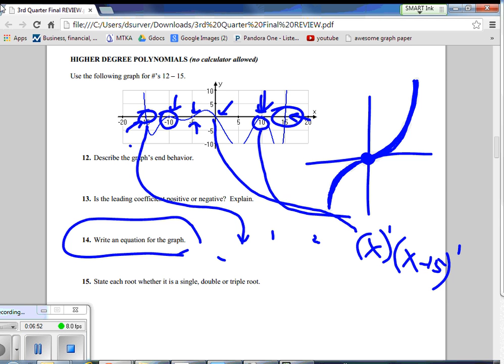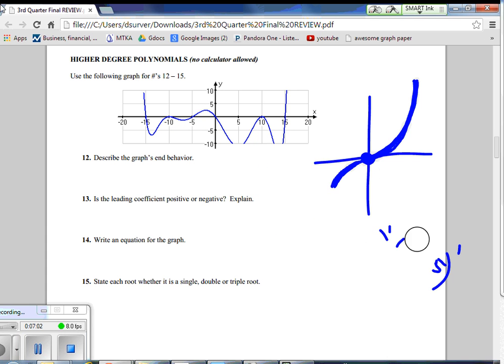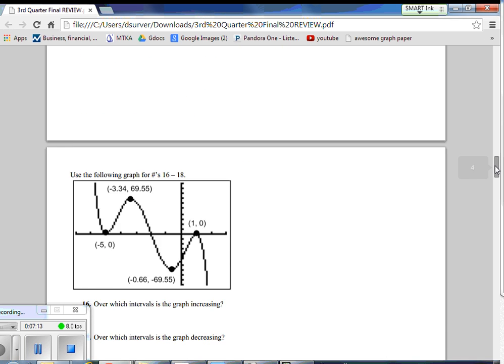Next, state whether each root is a single, double, or triple. Well, we just talked that through, so I hope you can handle number 15. It's just asking you about all 6 of those roots and whether they were singles, doubles, or triples. And that's based on whether they're bounces for doubles, cut throughs for singles, etc. All right, that pretty much covers up through 15.